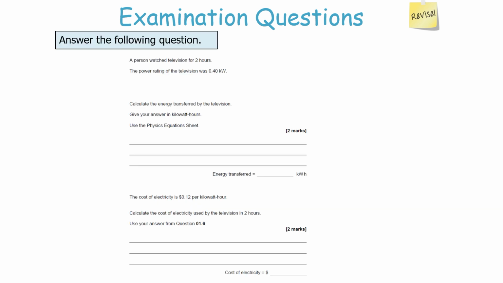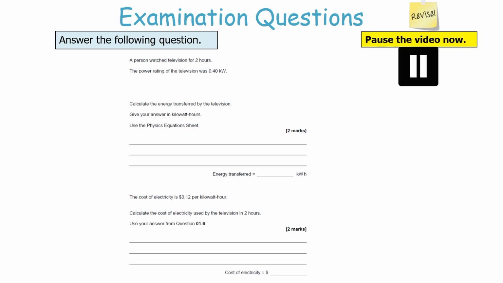The next question says a person watched television for 2 hours. The power rating was 0.40 kilowatts. Give the energy transferred by the television, give your answer in kilowatt hours, and the cost of electricity is $0.12 per kilowatt hour. Calculate the cost of electricity used in the 2 hours. So pause the video now, then unpause the video when you want to go through your answer.